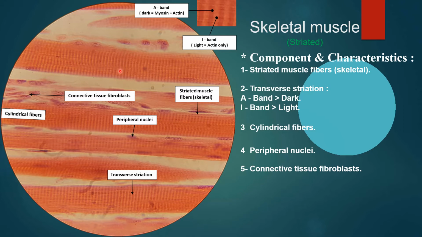The darker bands are called A band. In this darker band, we have the myosin and actin, both types of filaments, while the lighter band, which is called I band, contains only the actin filament. If you see this picture, these are the cylindrical fibers having peripheral nuclei, and between these fibers we have this light colored connective tissue containing fibroblasts.